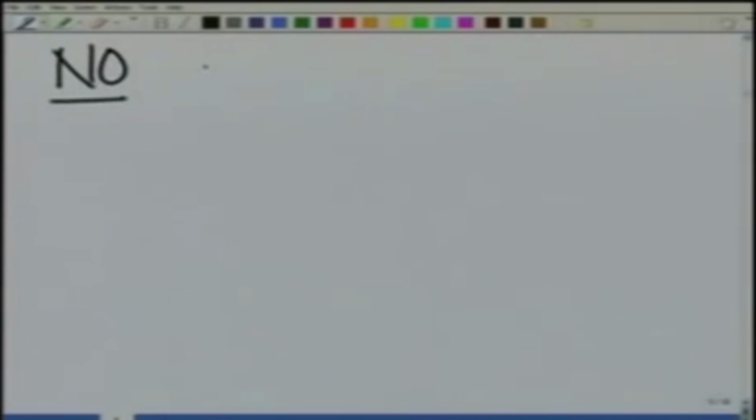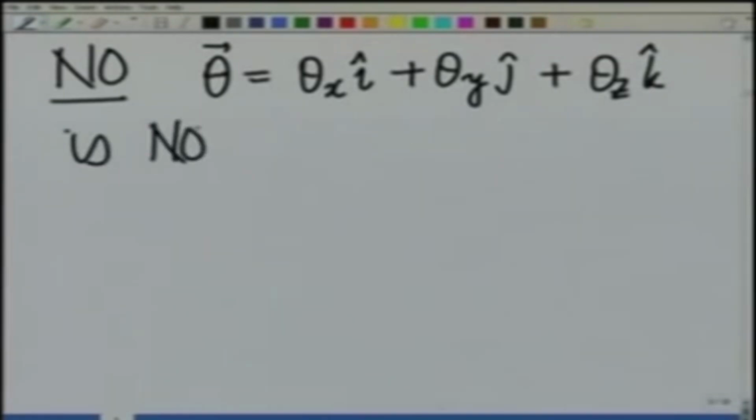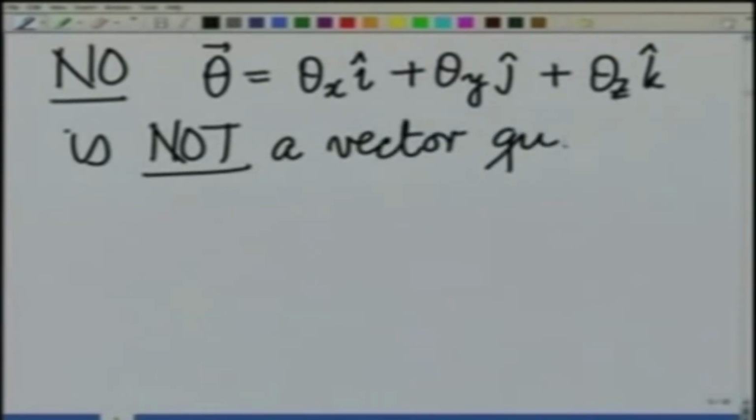No. Theta, if I take this to be theta x i plus theta y j plus theta z k, is not a vector quantity. And the reason for this is very simple, as I will now illustrate.